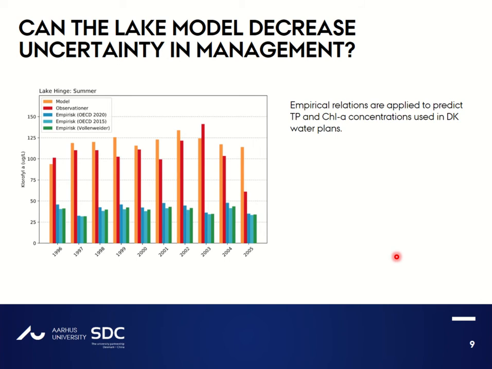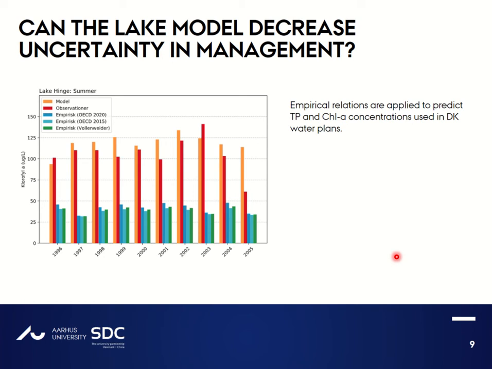Here, we compare predictions in summer mean chlorophyll A concentrations for the dynamic lake model, that is simulations of the bars in orange, against the observations, that's the red bars, and then against 3 commonly used empirical relations, that's the blue and green bars. The empirical relations are based on relation between prediction of summer mean TP concentrations and summer mean chlorophyll A concentrations that are estimated on a data set of plus 25 years of data from the Danish Lake Monitoring Database.